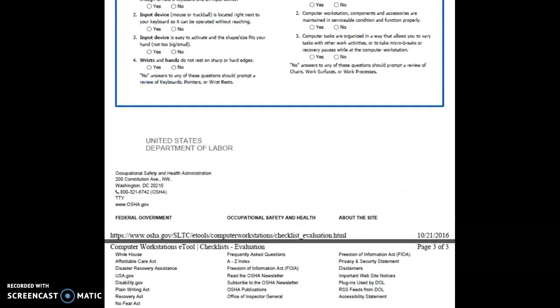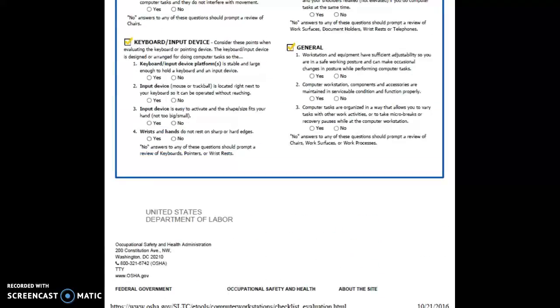Once you have this checklist completed, you're going to turn that in as part of your assignment for this week. But again, still make sure that you read through the reading and the chapter for this week, because that will also be included on this week's quiz.